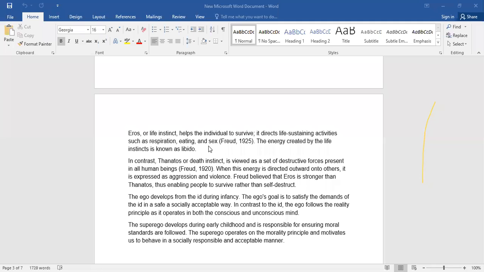In contrast, thanatos, or the death instinct, is viewed as a set of destructive forces present in all human beings. So on the one hand, there's life, on the other hand, there's death. And death means a destructive type of thing, and death is also present in the life of people. When this energy is directed outward onto others, he has given the example that if you are powerful, you are physically strong, and you direct the same energy towards others, it is expressed as aggression and violence. So then you are in a state of aggression and you will be involved in violence.